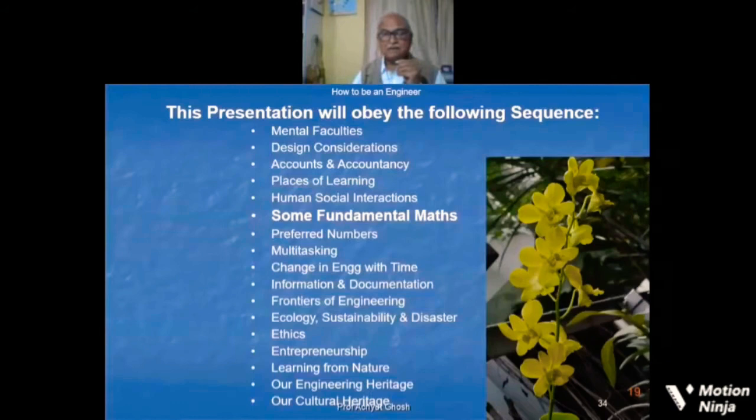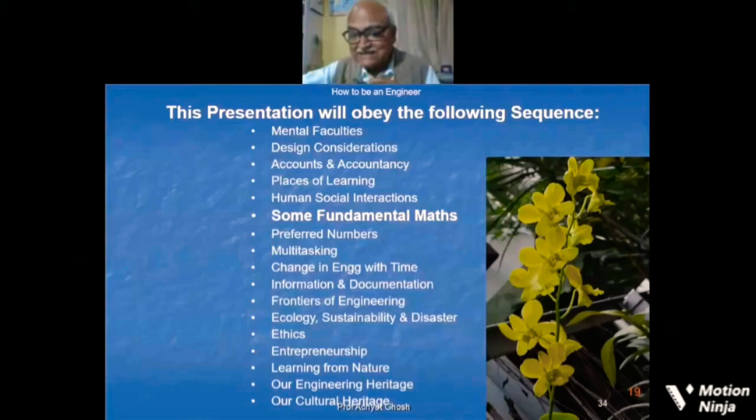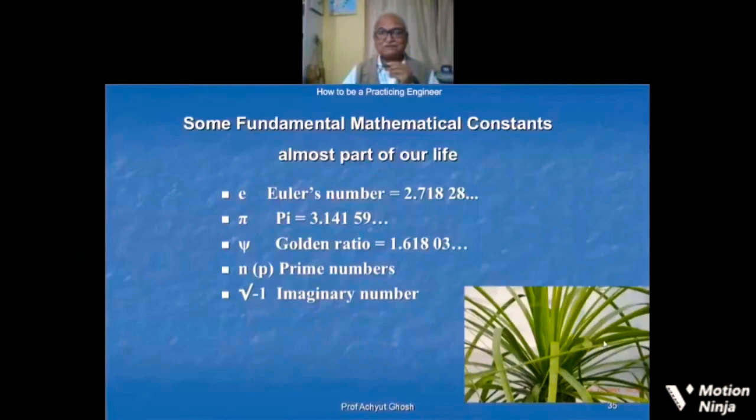Some fundamental maths. Maths is honestly a very interesting subject. So a few things in maths you have to know from your heart and practice, even sleeping: Euler's number, 2.718, pi, 3.141, golden ratio, 1.618, prime numbers, imaginary numbers. This is something funny, really.